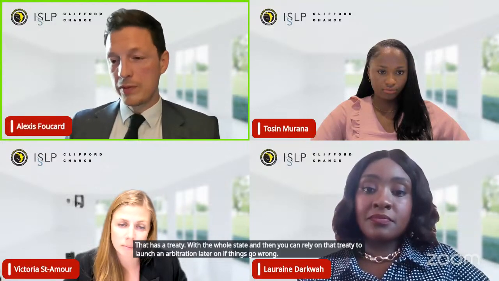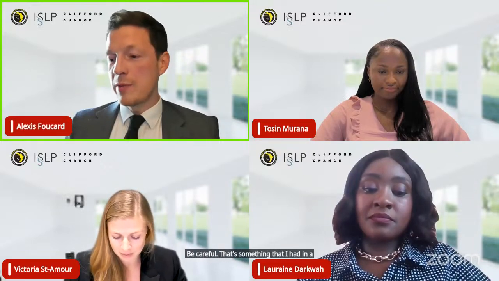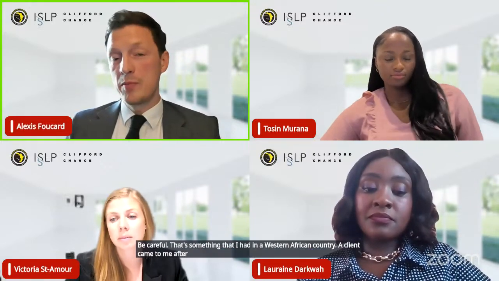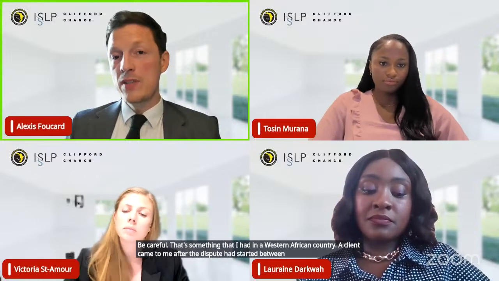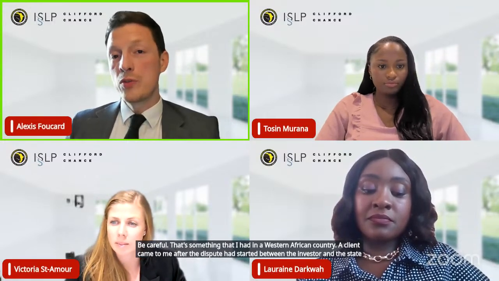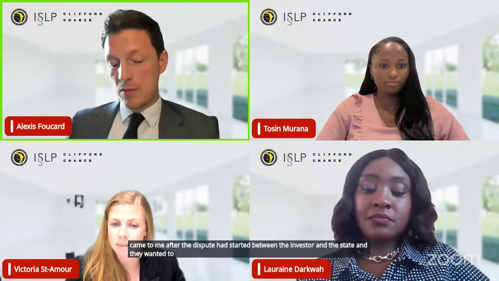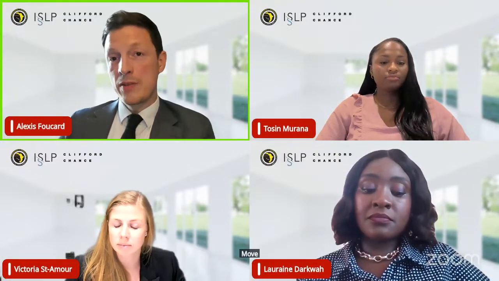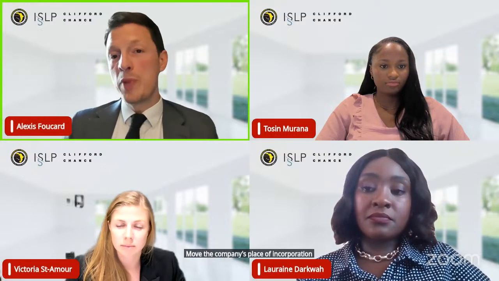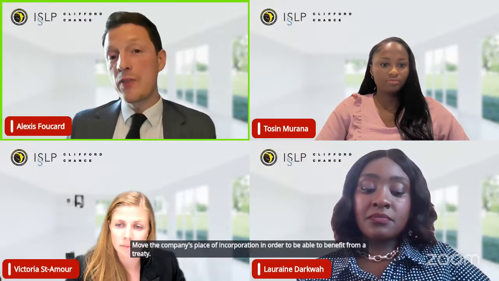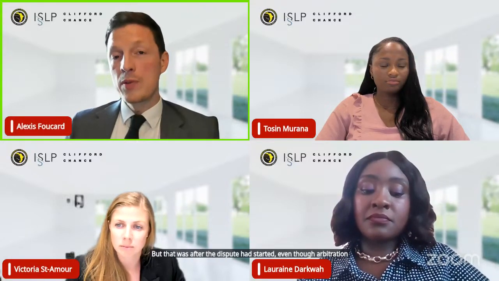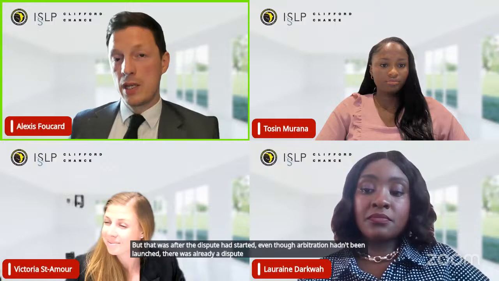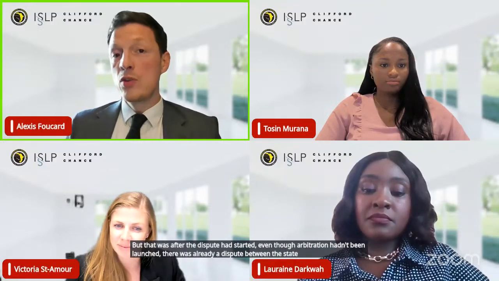Be careful, and that's something that I had in a Western African country. A client came to me after the dispute had started between the investor and the state, and they wanted to move the company's place of incorporation in order to be able to benefit from a treaty. But that was after the dispute had started. Even though arbitration hadn't been launched, there was already a dispute between the state and the investor. And you can't do that at that stage.